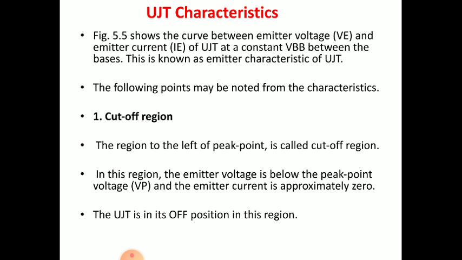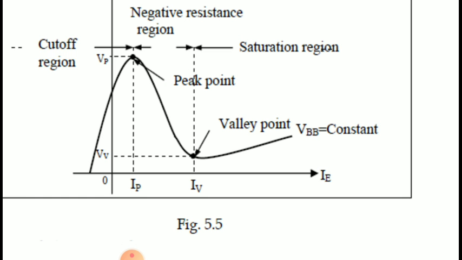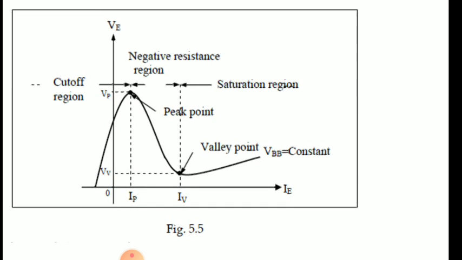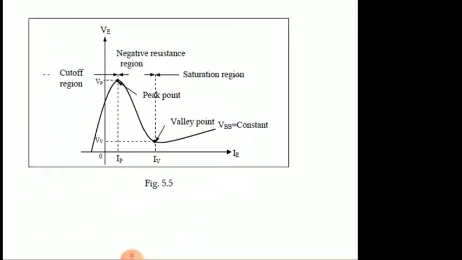Now see the theory part. The following points may be noted from the characteristics. First, the cutoff region. The region to the left of the peak point is called the cutoff region. In this region, the emitter voltage is below the peak point voltage and the emitter current is approximately 0. The UJT is in its off position in this region. So the UJT is off in this cutoff region, the voltage is below the peak, and the current is almost 0, a very small negative value.